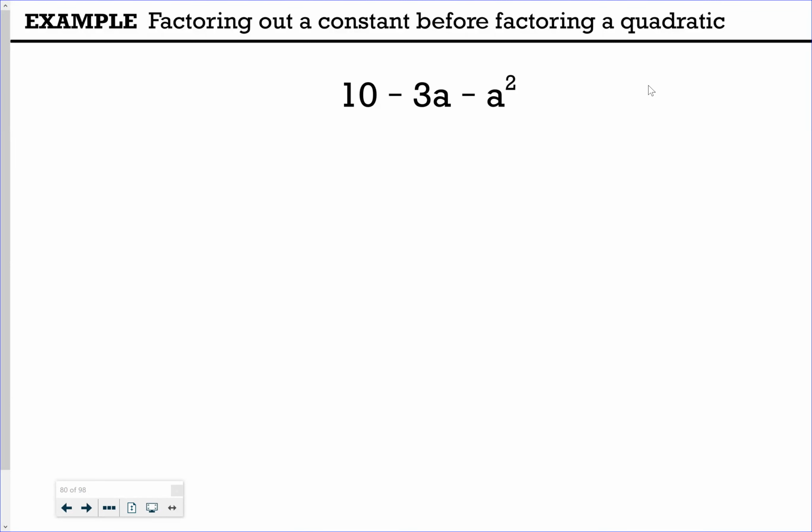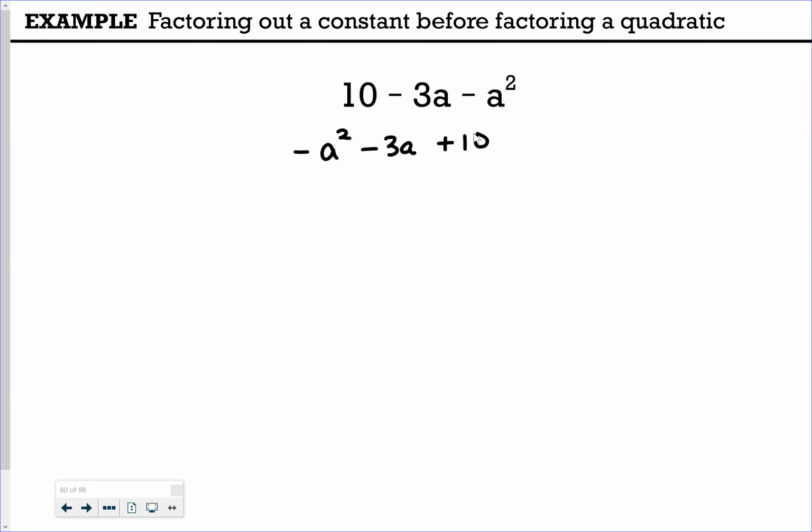So we have the quadratic here, 10 minus 3a minus a squared, and we're going to factor this. Note that the quadratic is written in ascending order. So if we were to rewrite this in descending order, we would get negative a squared minus 3a plus 10. So you can see here, writing this in descending order puts this in standard form.